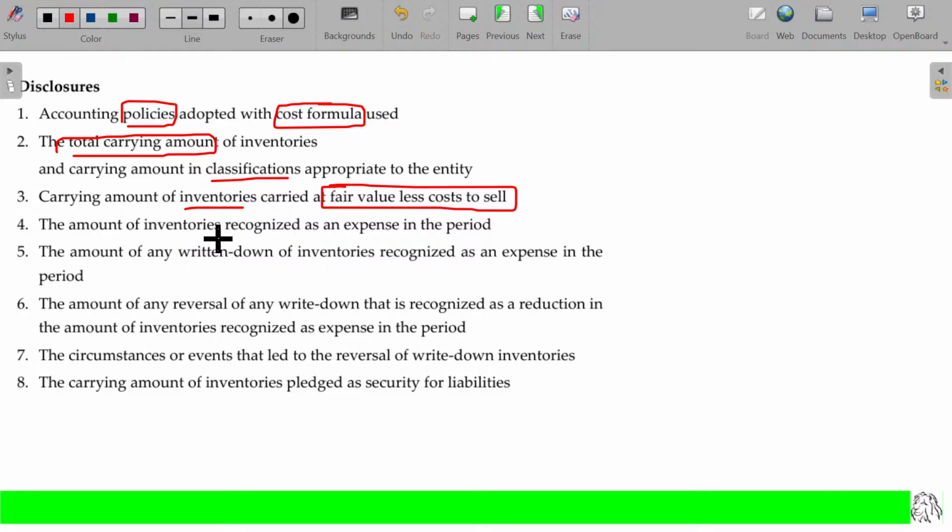The amount of inventory recognized as expenses. How much of this inventory cost is recognized as expenses? Written down, reversal, all the things we have learned there, you have to disclose it properly in the notes to accounts form. Is that clear?